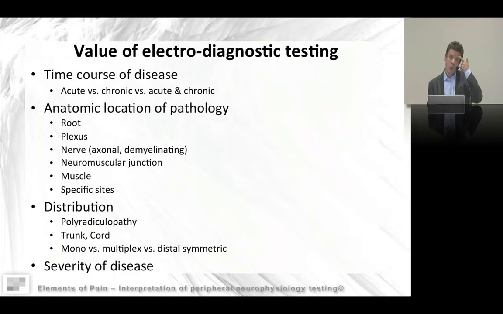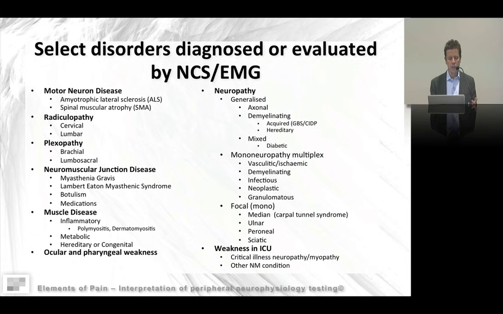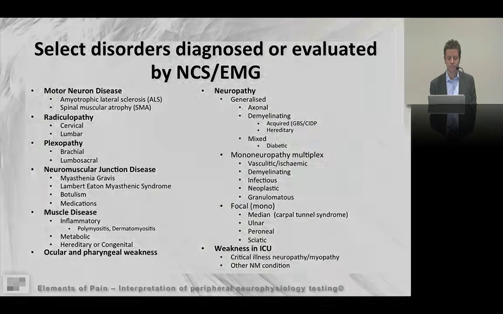As well as helping to localize within an anatomical area, these tests can give ideas about the time course of disease, the acuity versus chronicity, the distribution, whether it's a generalized process, an asymmetric process, or a focal process, and also some indication of the severity of the disease. And here's a list of the multiple possibilities that we can evaluate with nerve conduction studies and EMG.